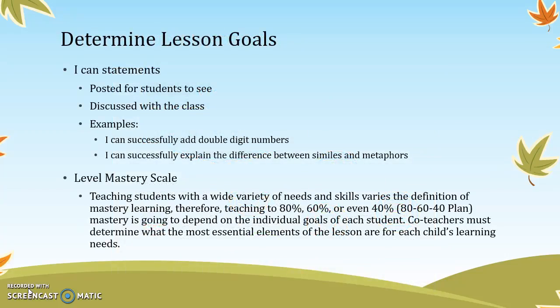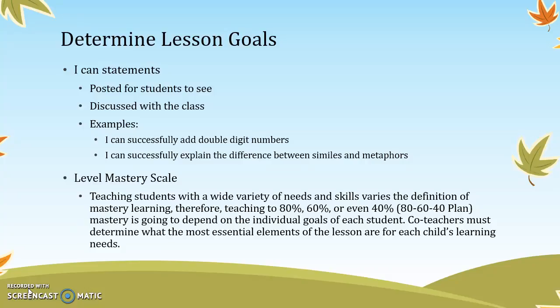Determining lesson goals looks like finding the I can statements and making sure those are posted for students to see, making sure they're discussed with the class. And some of those examples can look like I can successfully add double-digit numbers, or I can successfully explain the difference between similes and metaphors. And then determining what the level mastery scale is going to look like in your classroom is also important.